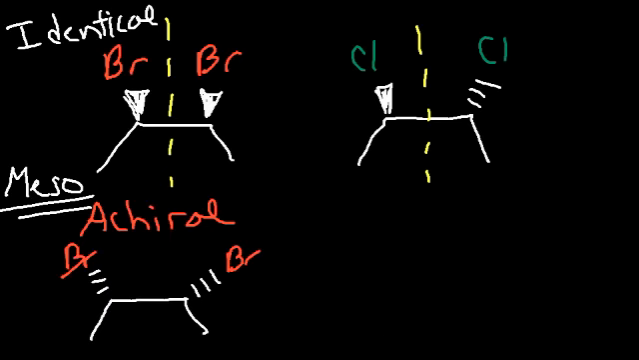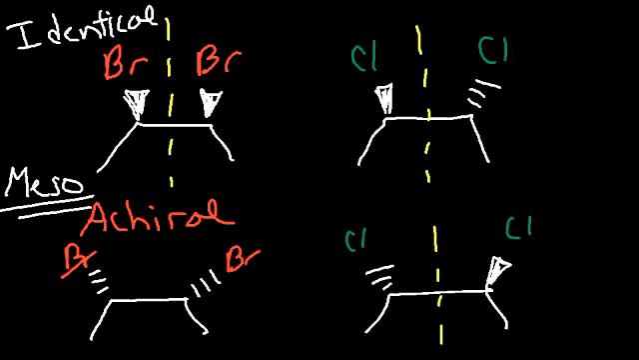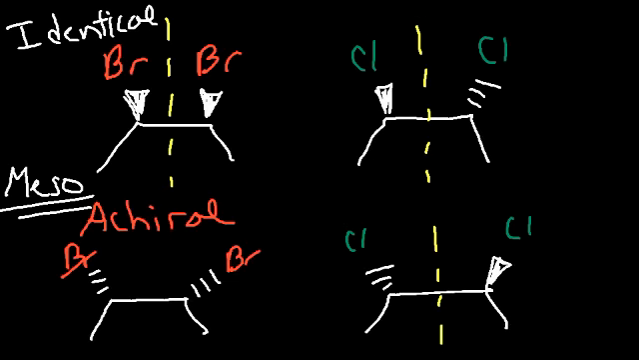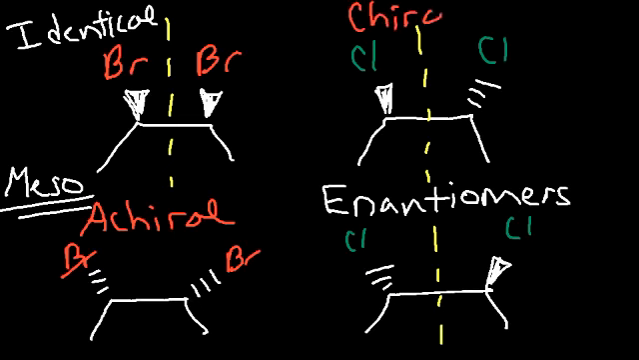Now, what about this one? What is the relationship between these two molecules? Those two molecules are known as enantiomers. Notice that all of the chiral centers change their configuration, and also there's a lack of symmetry. So whenever you have a chiral molecule where the configuration of each chiral center changes, those two molecules are known as enantiomers.